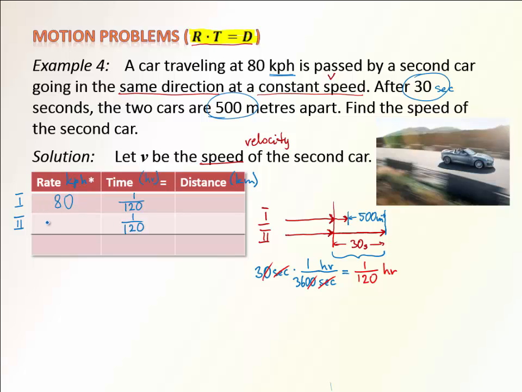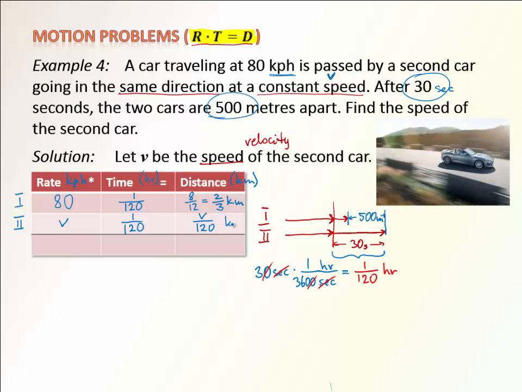The rate of the first car is 80, the rate of the second car is unknown, is v. So we can mark this box by v. Okay, now what do we know about distance? Well, we follow the formula rate times time equals distance. So let's multiply 80 times 1 over 120. When you multiply, you can reduce the 0 and you have really 8 over 12, but that simplifies by 4 to 2/3. So the first car, during the 30 seconds, drove 2/3 of a kilometer. The second car drove v over 120. You multiply this times this, right?